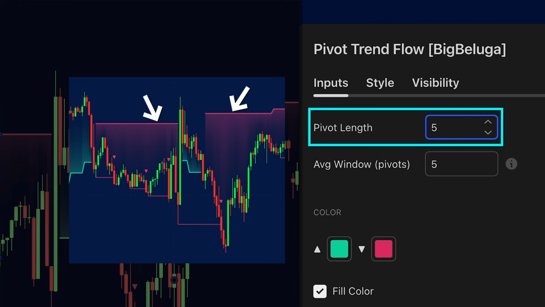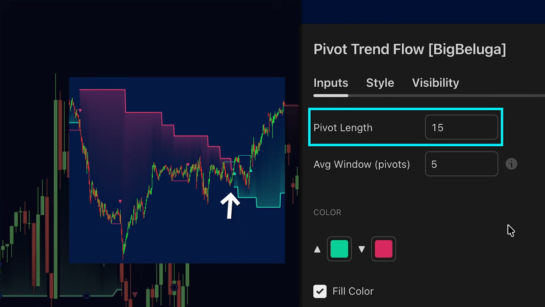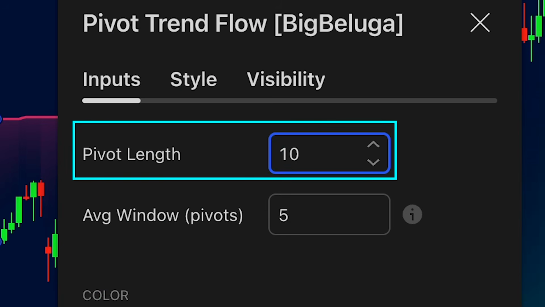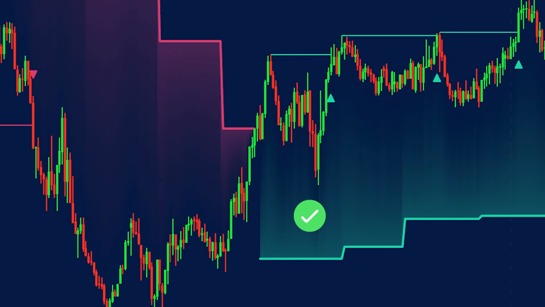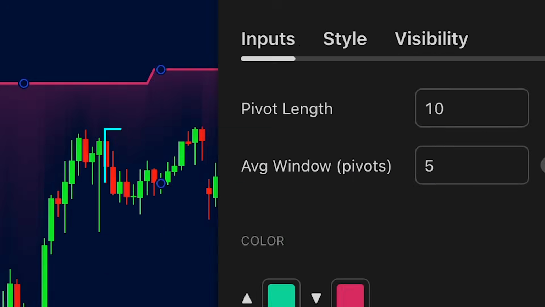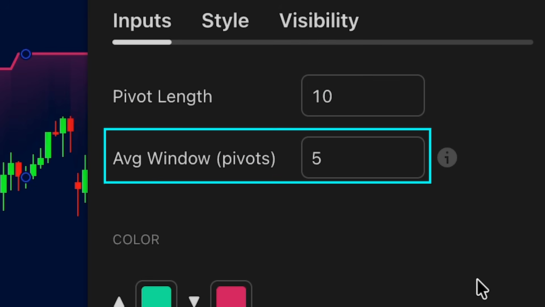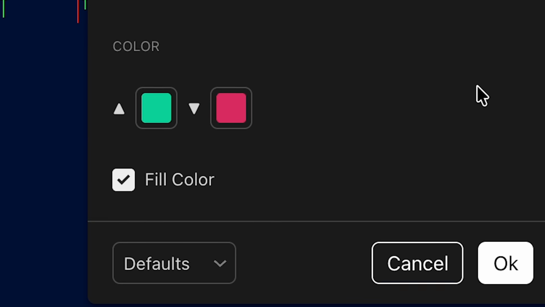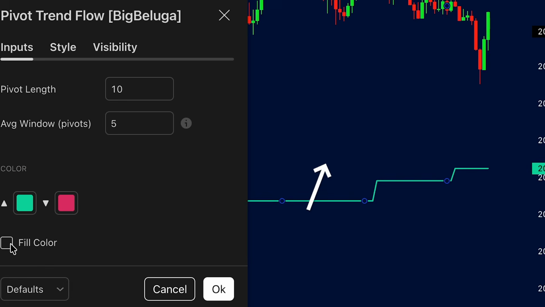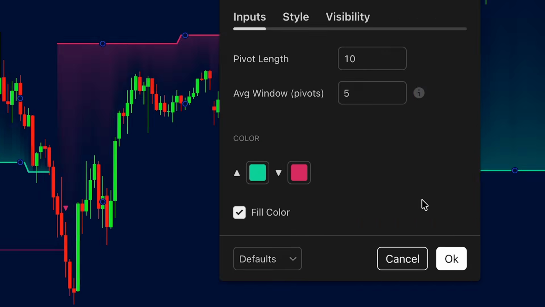Lower, like 5, gives more pivots, but more noise. Higher, like 15, gives fewer pivots, but slower reactions. I found 10 is the sweet spot as it reacts fast enough to catch moves early and filters enough to avoid whipsaws. Next is AVG window for pivots, which controls how many recent pivots get averaged to create the band. I recommend you keep this at 5 as it makes it responsive without being twitchy. Enable fill color to fill the space between the bands, making bullish and bearish regimes visually obvious at a glance. Once that's done, click OK.